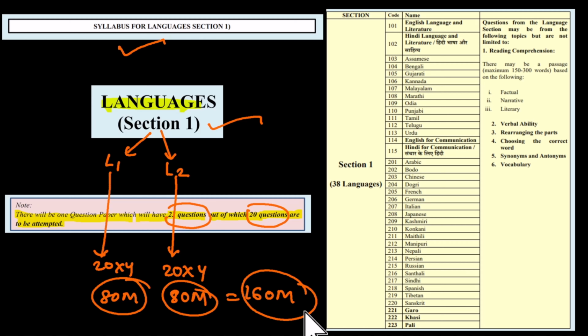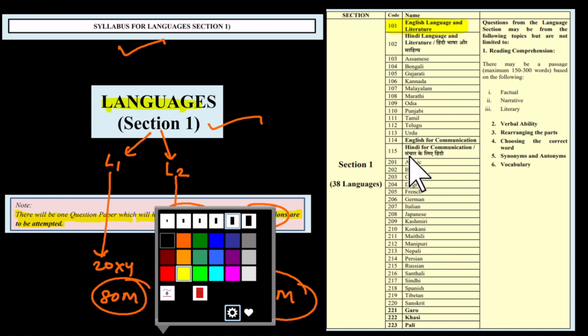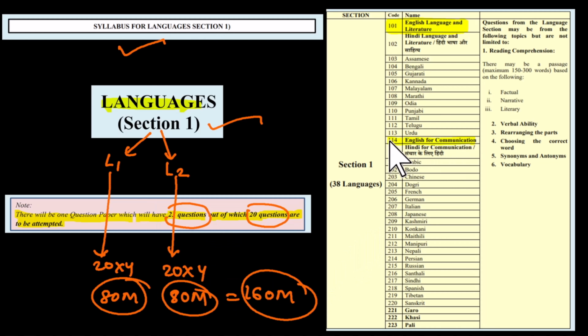Okay, now see here, there is one language called 101, English language and literature. So if you are very good in English, that means if you are from a CBSE school and you have learned English in class 11th and 12th and you have been studying English all throughout your life, maybe you are not very good in speaking English, but at least you can write. At least your English is better than Hindi. So for the second language, please don't select Hindi. For the second language, you can select this. See, 114, English for communication.